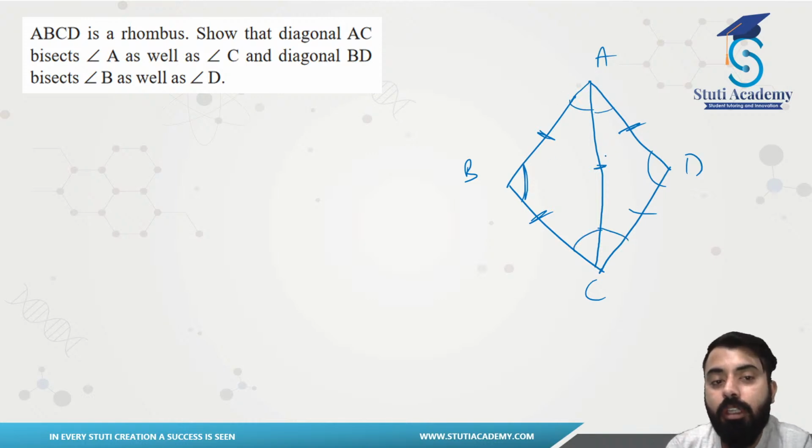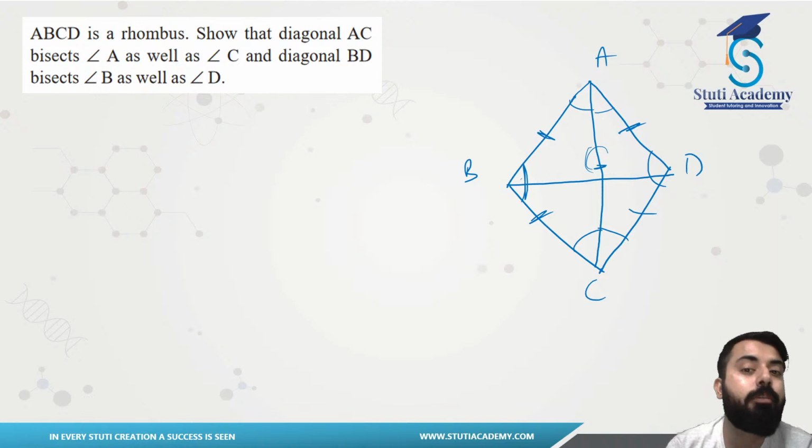Then we can do what? We can just get rid of this diagonal, then join BD. I already know these two angles are equal fully, but we have to do what? We have to prove their halves are equal. We can similarly prove their halves equal as well. That will be the main thing.